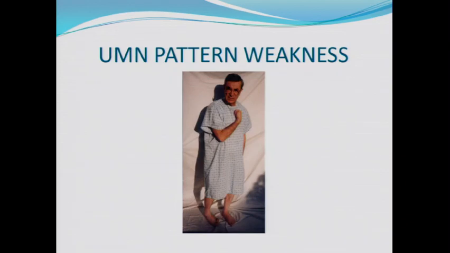And so the upper motor neuron pattern weakness is real easy to remember if you remember the last time you saw a patient who'd had a hemiplegic stroke and they walked into your clinic room or down the hallway with the arm flexed like this and the arm and the leg extended. So the upper motor neuron pattern is that the flexors are stronger than the extensors in the upper extremity.